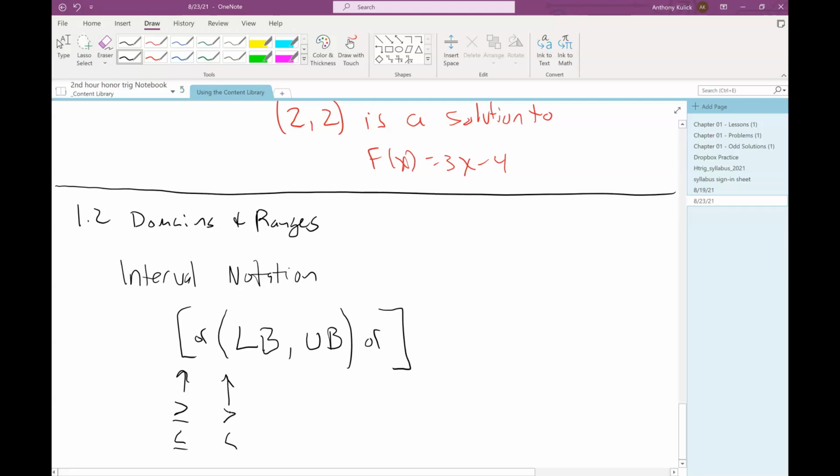Oftentimes we'll start with an inequality and then translate that into an interval. So again, inclusion for an inequality means you have a greater than or equal to or less than or equal to. Everybody's okay there?